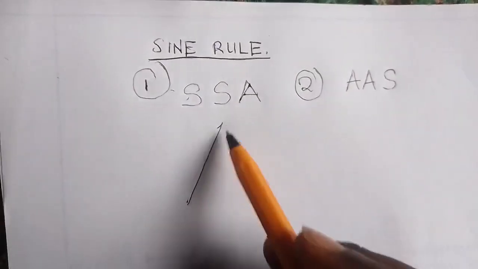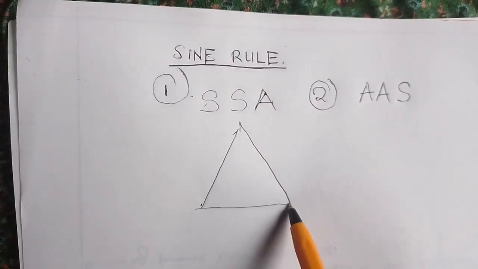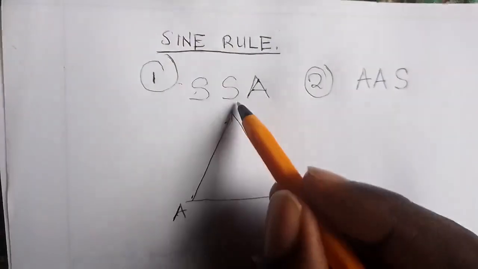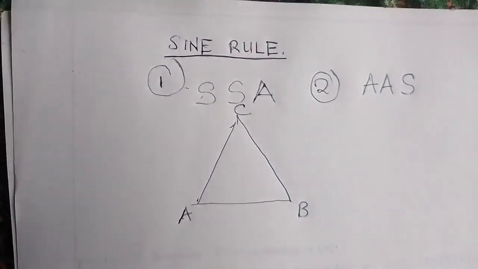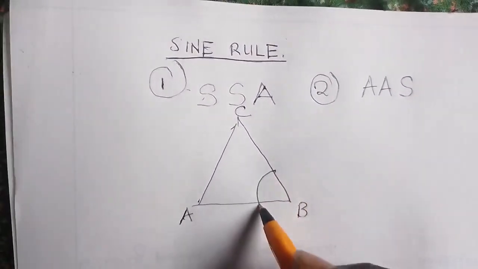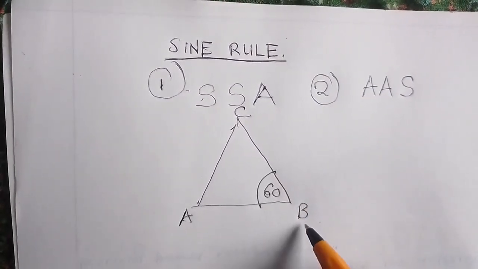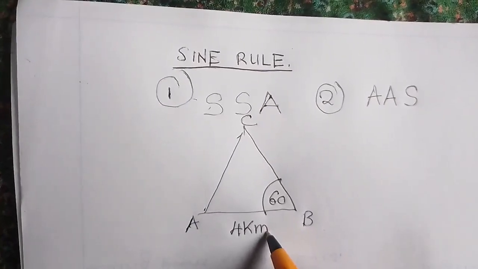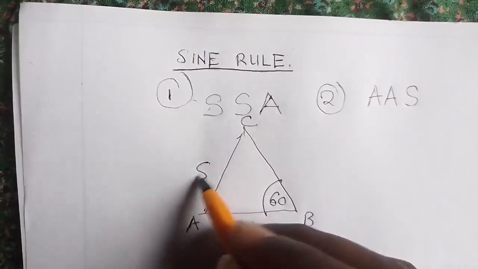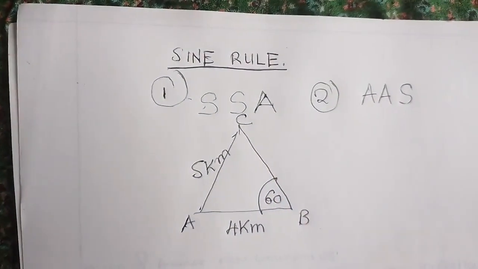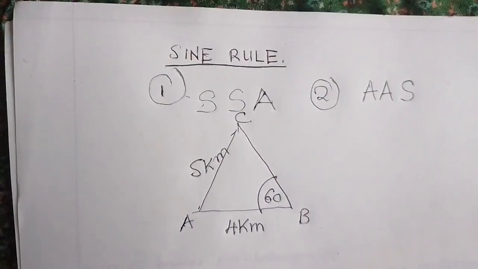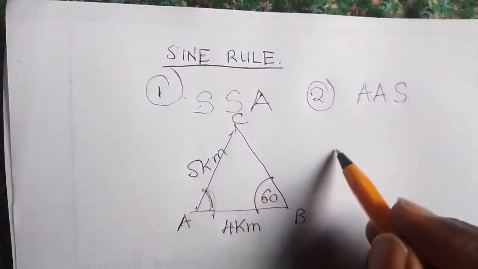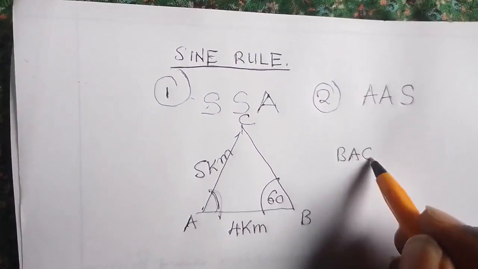And the other point is that when you are given a triangle like this, this is your A, this is your B, this is your C. Then you are given an angle there, let's say 60 degrees. There's a side here, 4 kilometers, and another side here, 5 kilometers. Then you are told to find the angle that is there, BAC.